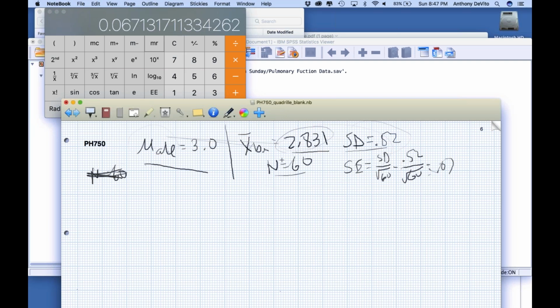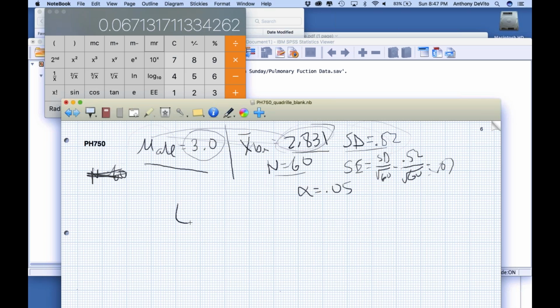So now I have to determine, is this mean far enough away from this mean in order for me to reject my null hypothesis? And the level of confidence that I want is 95%, or in other words, alpha is equal to 0.05. Okay, so let's take a look at how I would do that.